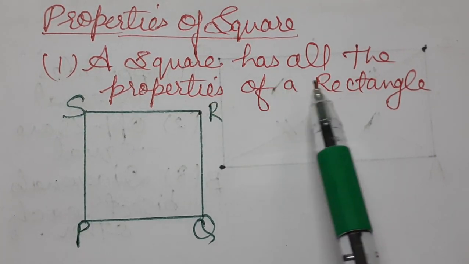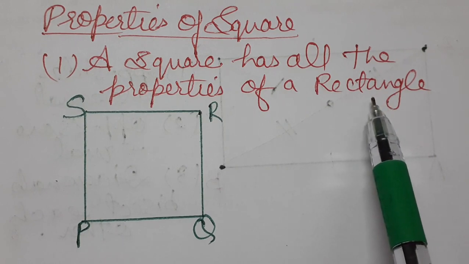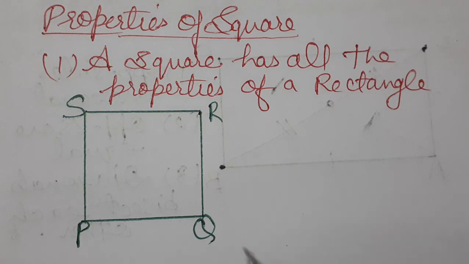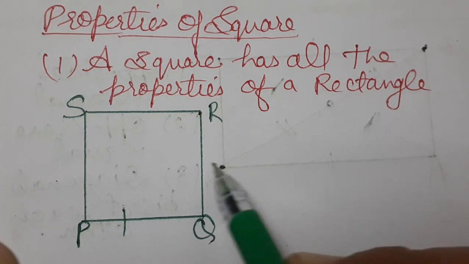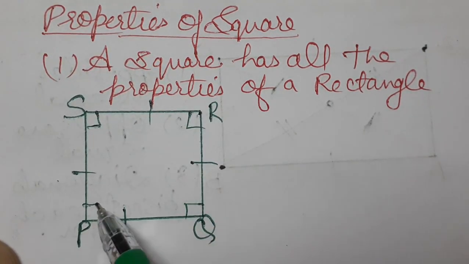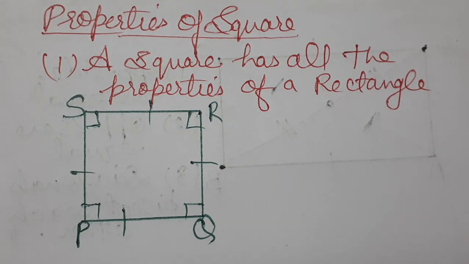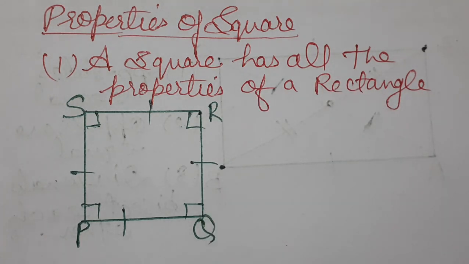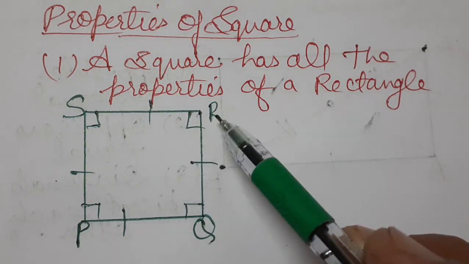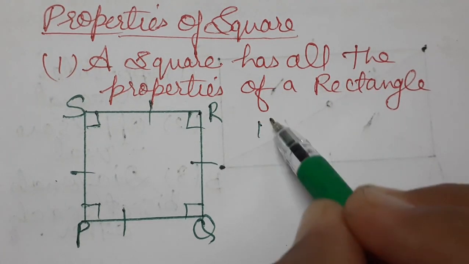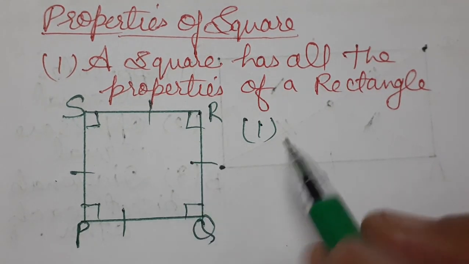First one, a square has all the properties of a rectangle. As we know, a square is a rectangle only, so it has all properties. Means all sides are equal, all angles equal 90 degrees, and it already has all properties of a parallelogram also, because a rectangle is a parallelogram. And diagonals are also equal. In a rectangle diagonals are equal, so in a square also diagonals are equal.